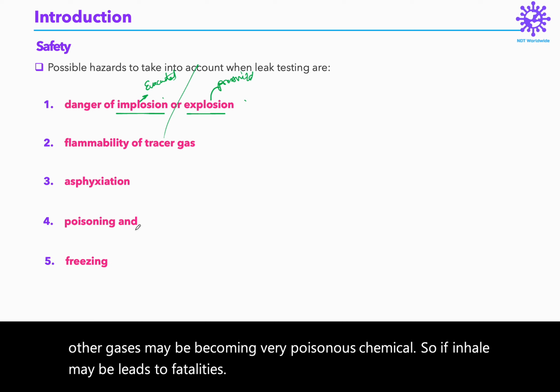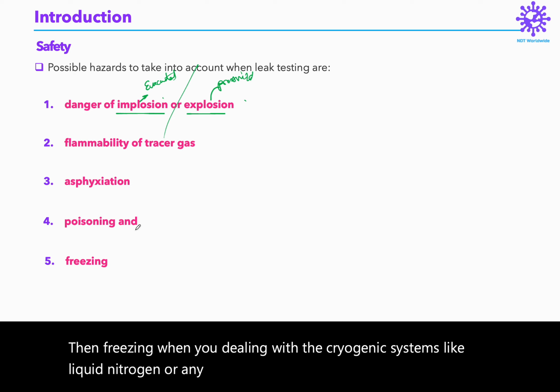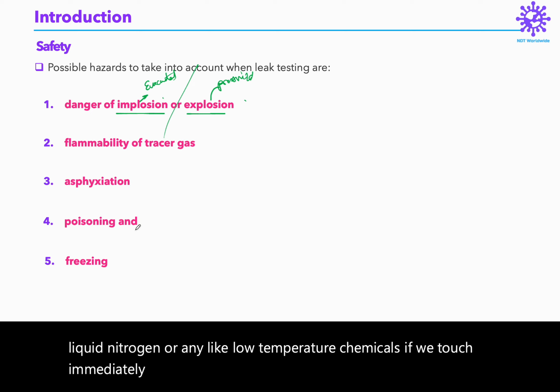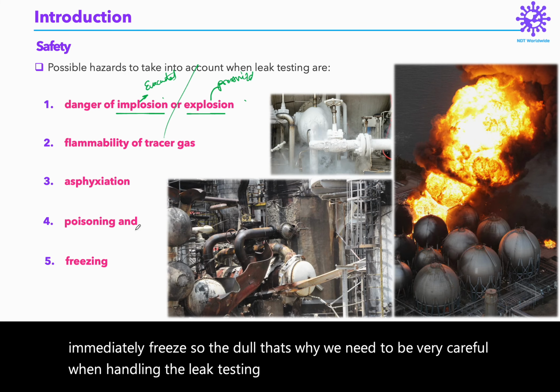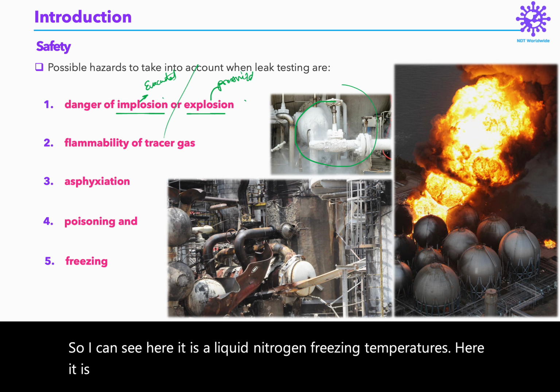Then freezing. When you are dealing with cryogenic systems like liquid nitrogen or any low temperature chemicals, if we touch them, they immediately freeze. So that's why we need to be very careful when handling the leak testing techniques. You can see here it is liquid nitrogen freezing temperatures. Here it is an explosion, so an implosion kind of thing.